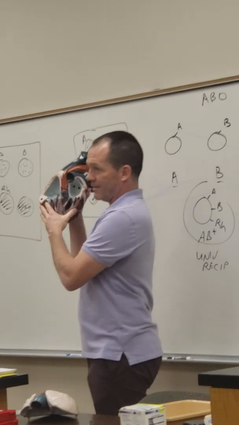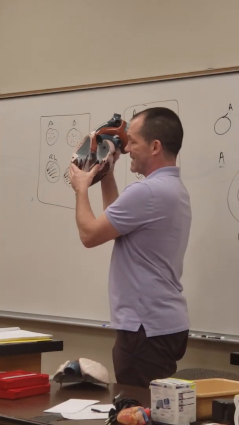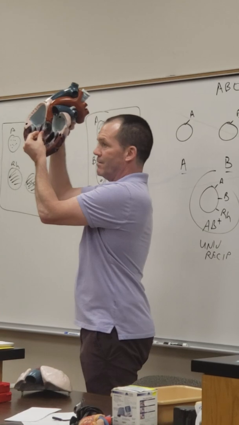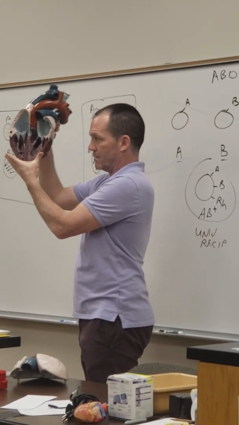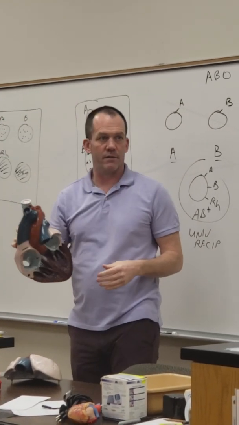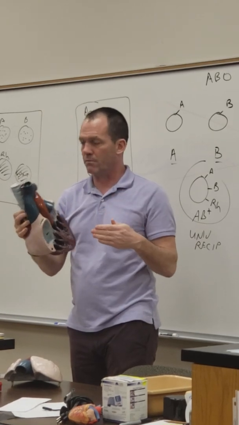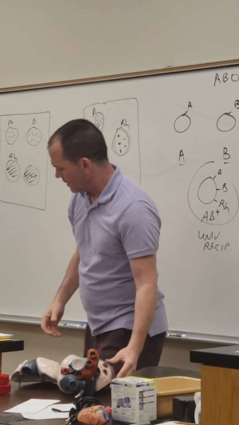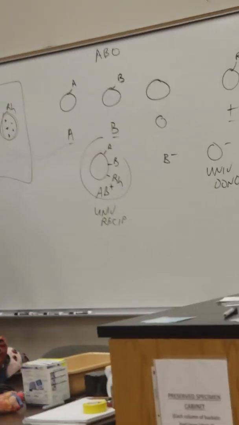So the thing that causes the valves to close is lub, ventricles contract, dub, ventricles relax. And it's just back pressure of blood in through those two openings. I'll talk about the blood vessels in a minute. Heart.